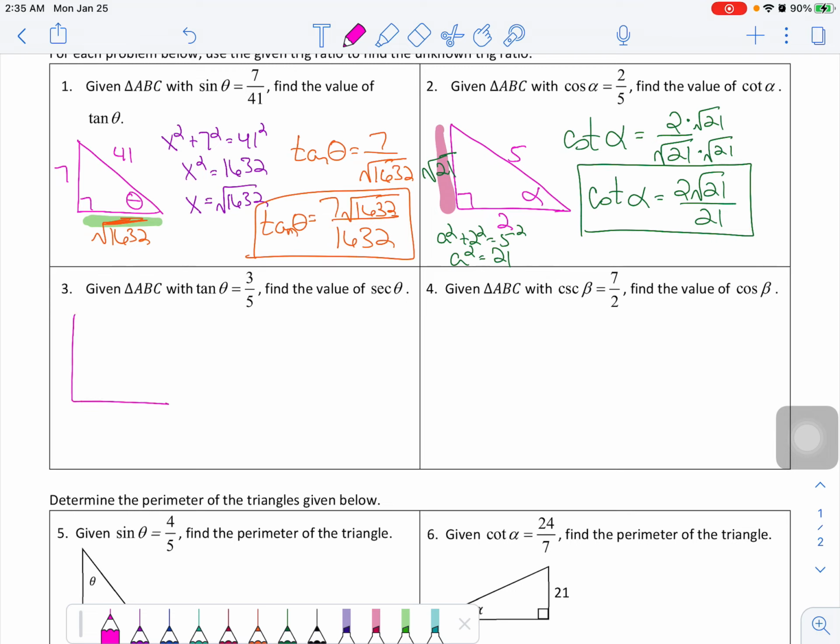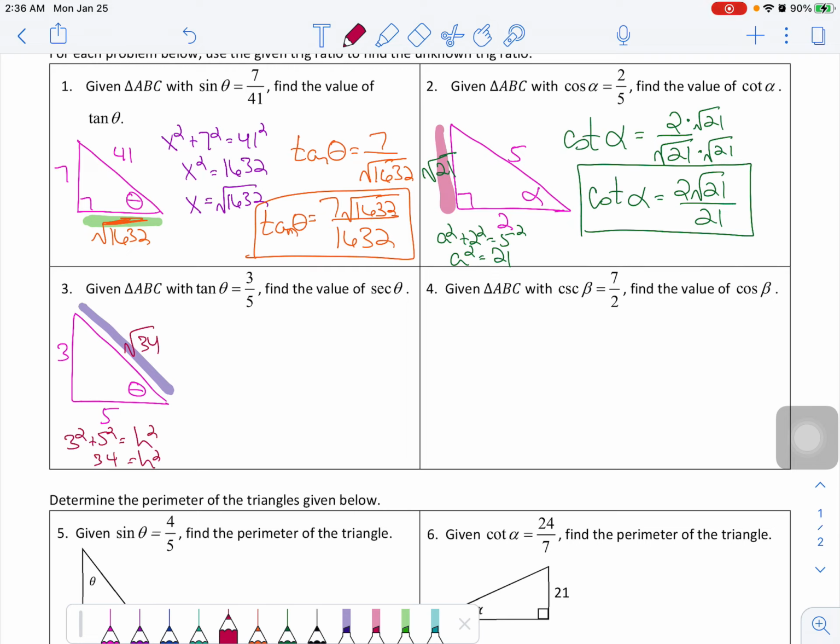Okay, so again, triangle ABC, I've got tangent of theta is equal to 3 over 5. So opposite over adjacent, and we need secant. Secant is the reciprocal of cosine, so I am going to need the hypotenuse. All right, so to find the hypotenuse, we're going to do 3 squared plus 5 squared is equal to h squared. So let's see what we get here. That's going to be h squared is equal to 34. This is going to be the square root of 34 here.